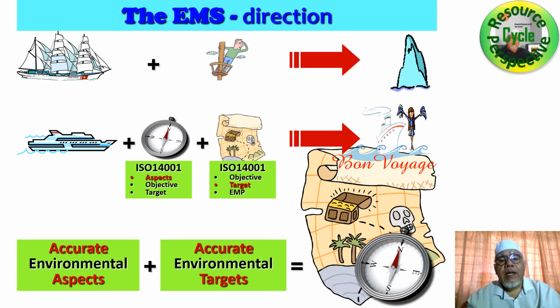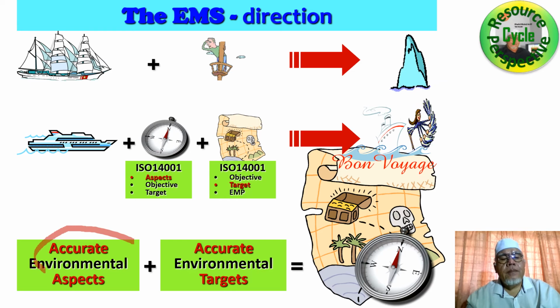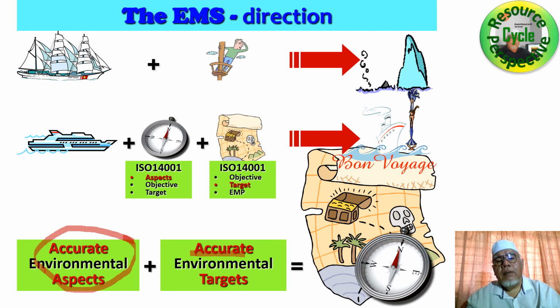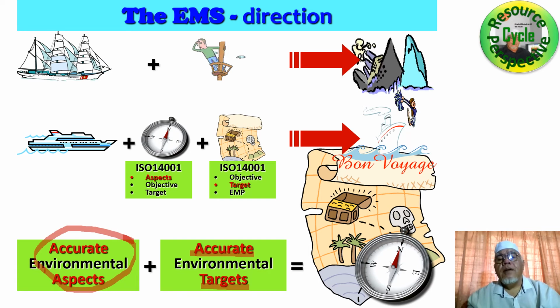So this is most important. What I'm trying to say is that we need to have what? Accurate. Accuracy is important, and when you have accurate environmental aspect quantification, you're able to develop accurate targets. And this means a lot to the company. And correct me if I'm wrong.